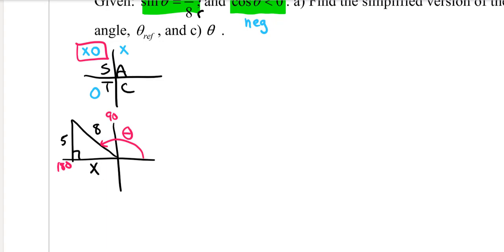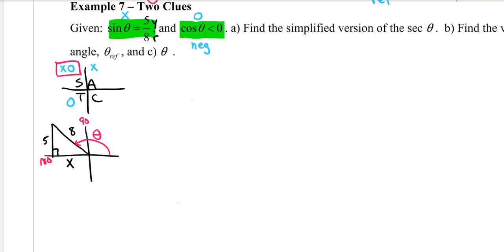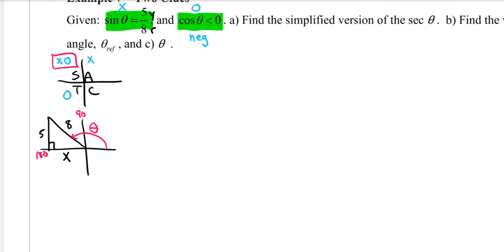Now, with that said, let's take a look at part A, where it says find the simplified version of secant of theta. With secant, I do need that x value. This is all still part of part A. In order to find secant, I need the x value. So first, to find the x value, I'm going to take the radius squared and subtract the y squared part. The x value could be positive or negative, and this is where we have to be careful to make sure we put that in right.